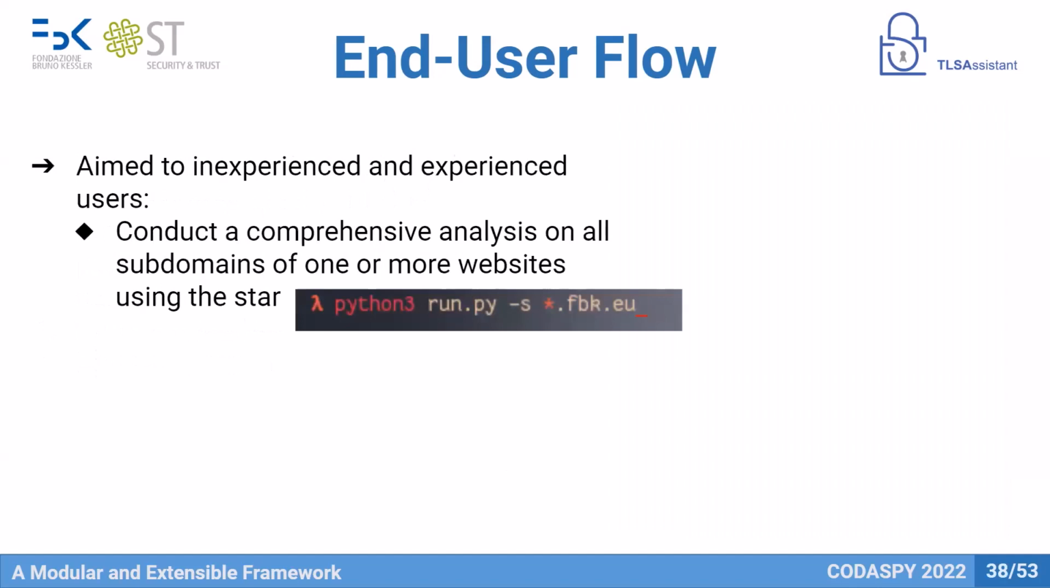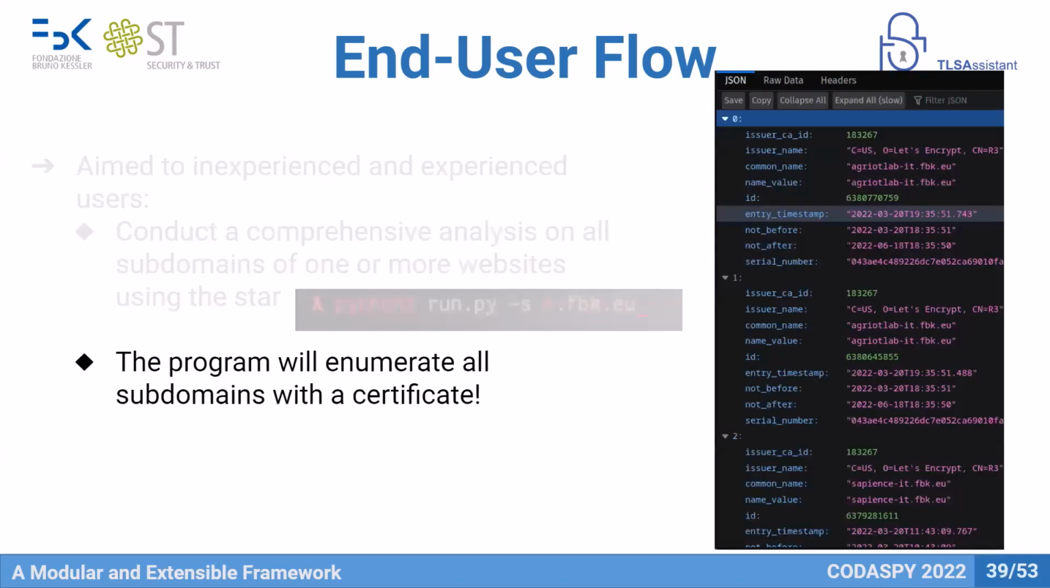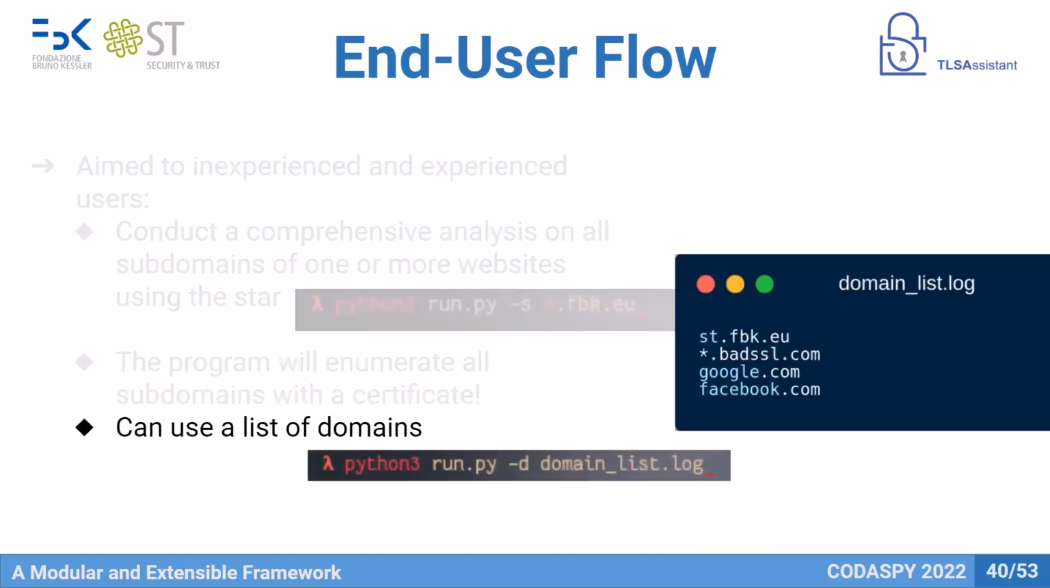Our tool is aimed at inexperienced users, but can also be used by corporations. For example, with the star symbol, like star.fbk.eu, we can scan all the subdomains and perform subdomain enumeration of all the websites of the subdomains that have TLS. As simple as it seems, it just obtains all the TLS certificates of the subdomains and performs the scan for each subdomain. You may also give a domain list that can also have the star symbol, like here on badssl.com.